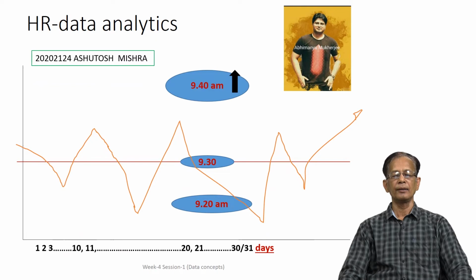Try to understand this fluctuation is unacceptable, because the class starts at 9:30, one is expected to come by 9:30 or before 9:30. So this variation is not welcome.